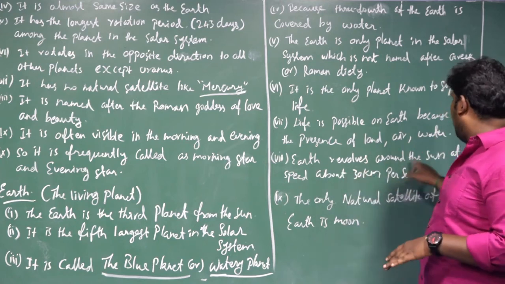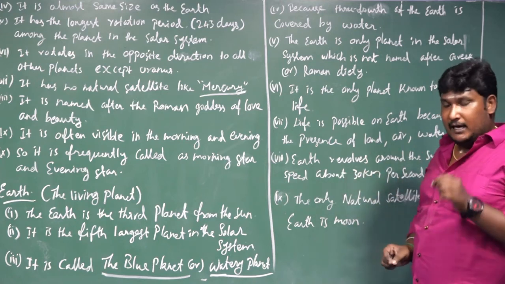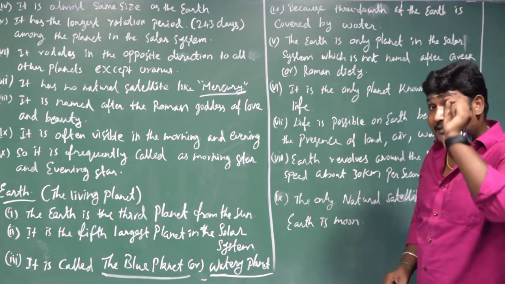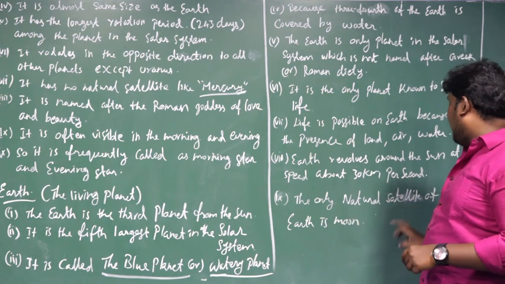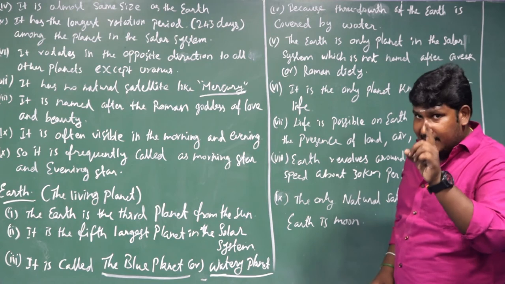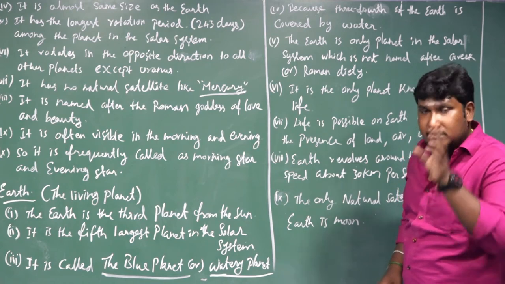Earth revolves around the Sun at a speed of 30 kilometers per second. The only natural satellite of the Earth is the Moon. In the night time we see that the only natural satellite of the Earth is the Moon.